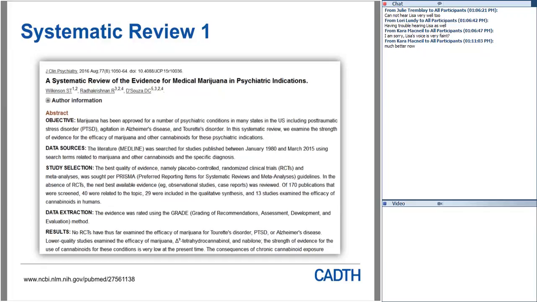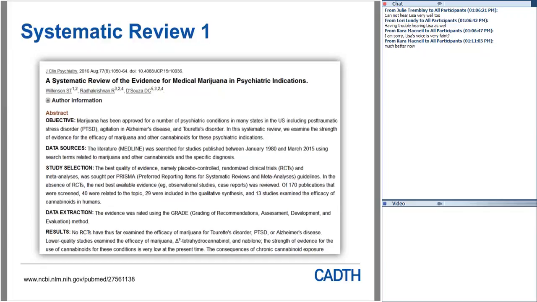And when you read the study thoroughly, which Lisa and I and some of our CADTH colleagues did, what we discovered was that they had 13 studies that looked at clinical effectiveness, but of those 13, 11 of them were looking at things like cannabinoids. Now, cannabinoids are not marijuana. They are actually a derivative of one component of marijuana. So you're not consuming or being treated with the entire marijuana family. You're just being treated with one single component of marijuana.